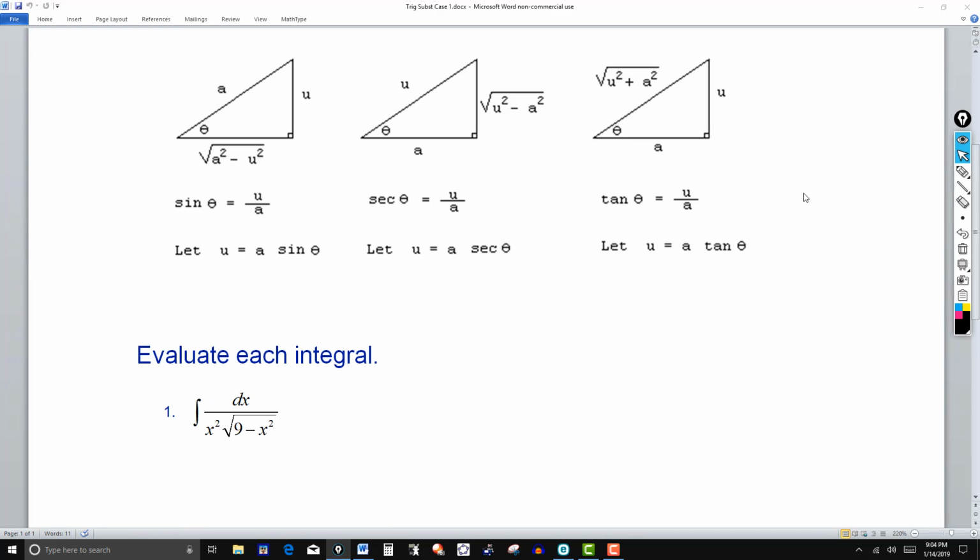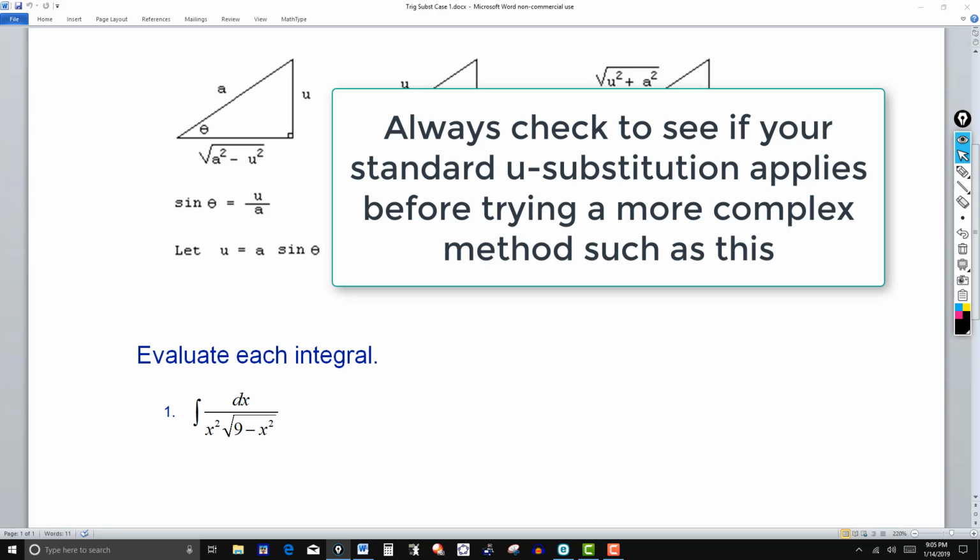So if we look at this one here, it's the antiderivative of 1 over x squared times the square root of 9 minus x squared. Notice in this particular case, to use a standard u substitution, letting u equal 9 minus x squared, I would have to have a factor of x, say, up here. I don't have it. I have an x squared down here, and even if I had the x squared in the top, again, the same sort of thing. The standard u substitution is not going to work.